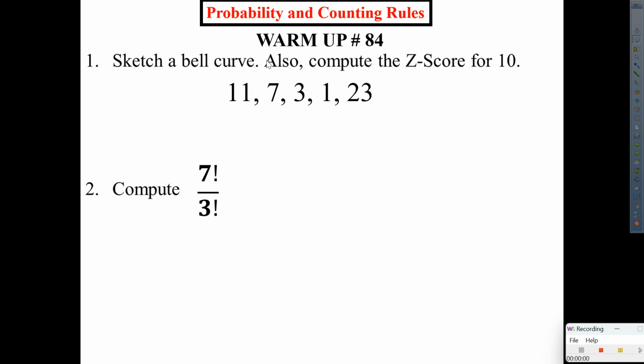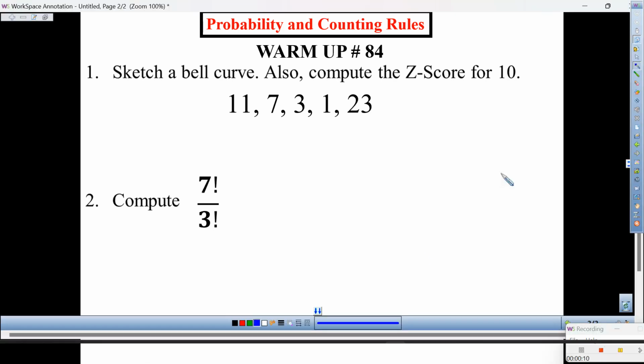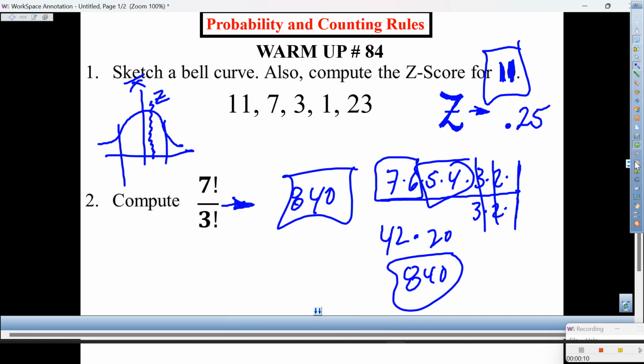So warm-up 84, number one was sketch a bell curve. You also compute the z-score of 11, not 10. Sorry, 11. And for number two, it was compute 7 factorial over 3 factorial. And we did that, yes? We got that.